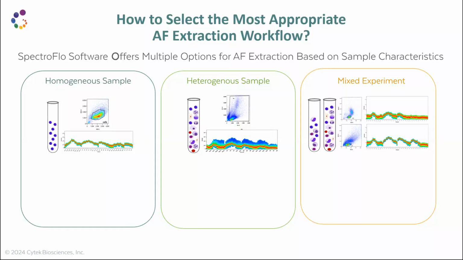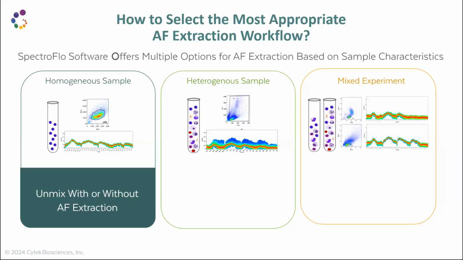Back to that classification, you have homogeneous samples that are very tight, heterogeneous samples that have multiple signatures, and mixed experiments where each group within your experiment has a unique autofluorescence profile. If you have a homogeneous sample, you will straight click on unmix with or without extraction. You can do both, so you can compare if indeed your resolution is improving.